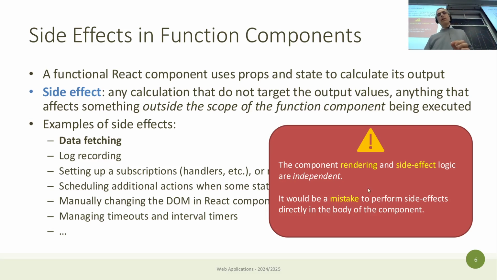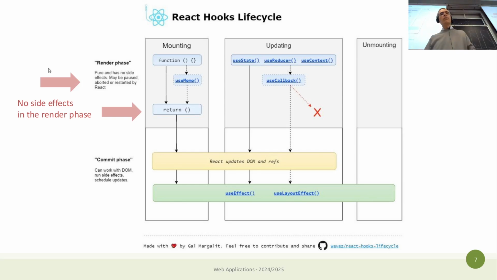So let's see some examples. Before that, there's the previous picture. In this render phase, we should not run any side effects. So we cannot just write fetch something. Why? Because we never know when the code is going to be executed, because it's controlled by React and not by us. It can be executed multiple times depending on what React needs to do.